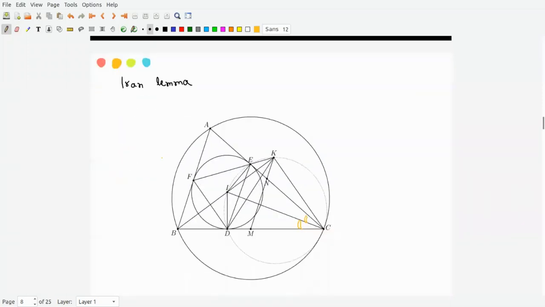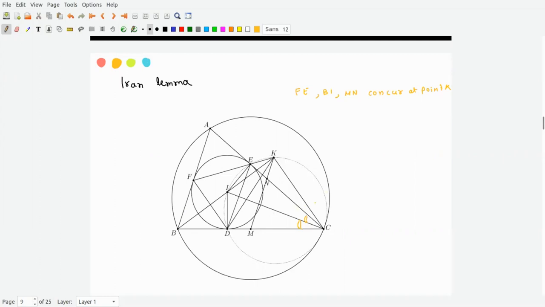Next is the Iran lemma. Does anybody know what the Iran lemma is? Or should I introduce it and say the statement? Can you just introduce it? I forgot it. So basically the Iran lemma says that if you have a triangle ABC, the incenter I, and D, E, F are the touch points. M and N are the midpoints of BC and AC, then it says that FE, BI, MN concur at point K. Yeah, this is the statement.